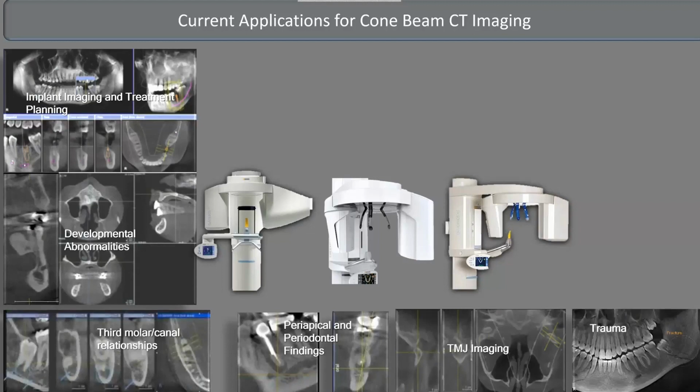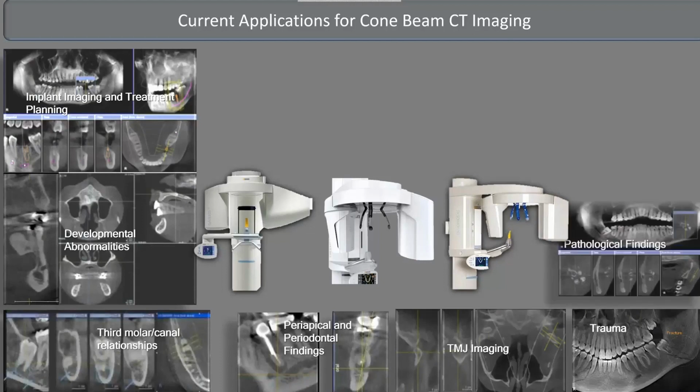But we can also see developmental abnormalities, third molar and canal relationships, periapical and periodontal findings, temporomandibular joint imaging. It's great for looking at trauma. We don't have all the superimpositions that we had before. Very easy to see those fracture lines. Pathological findings, yes, we do see those. As one of our professors used to tell us, you may not see pathology in your practice, but pathology will see you. So we want to make sure that we're able to identify it, and it's so much easier to identify it in our 3D imaging.